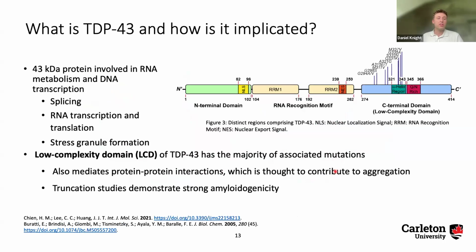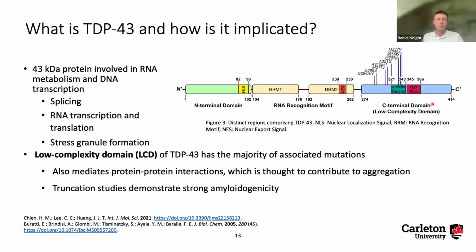So TDP43 is a protein heavily involved in RNA metabolism and DNA transcription. So it has roles in splicing, transcription and translation, also in stress granule formation. But the part that I'd like to bring to your attention for our purposes today is this C-terminal domain here. And so this C-terminal domain, or the low complexity domain, houses the majority of associated mutations within TDP43 for ALS. So it's also an interesting familial target and not just a sporadic target.